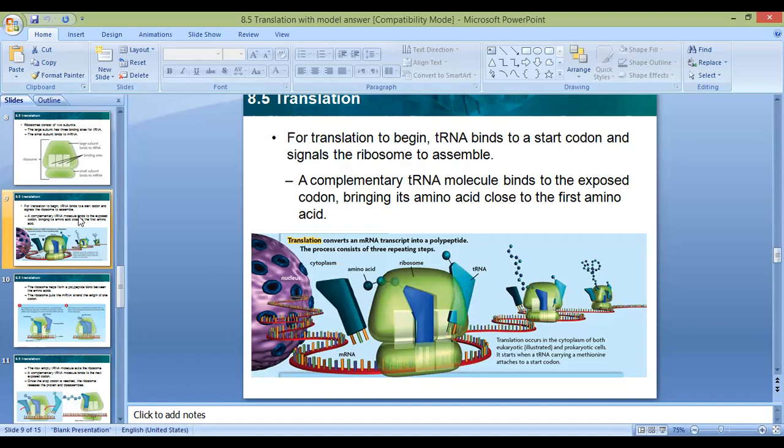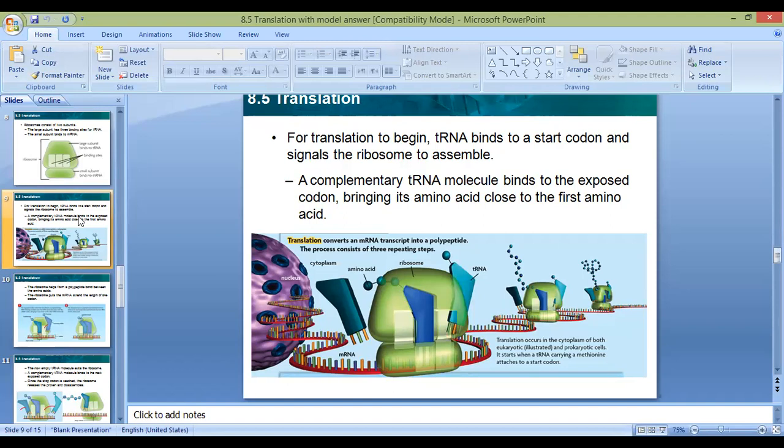Now translation must be regulated, just like in transcription, where it was regulated. We needed a promoter to know where to start the transcription. The same for translation: there must be a starting codon and there must be an ending codon. Okay, this start codon signals the ribosome to assemble. Come on, start to work, ribosome!